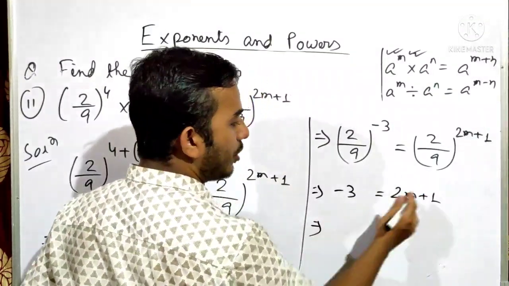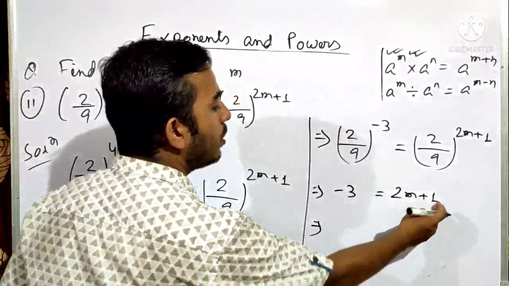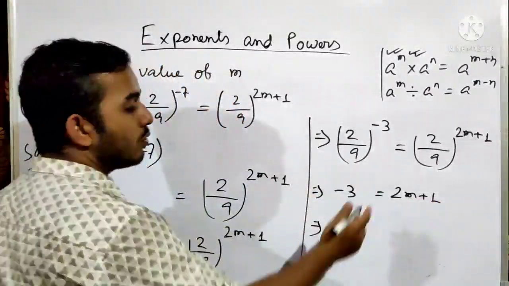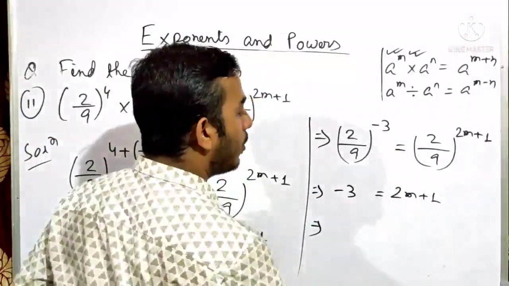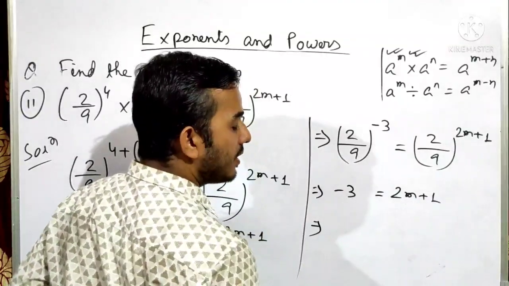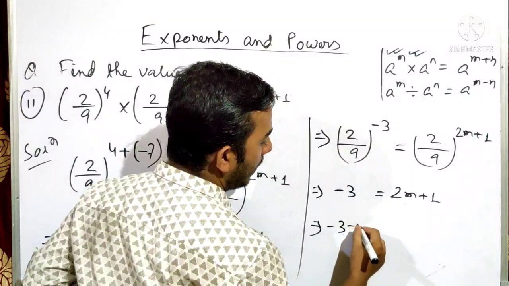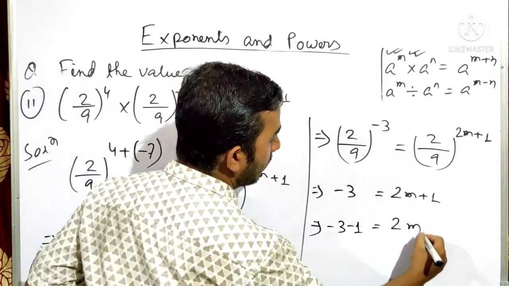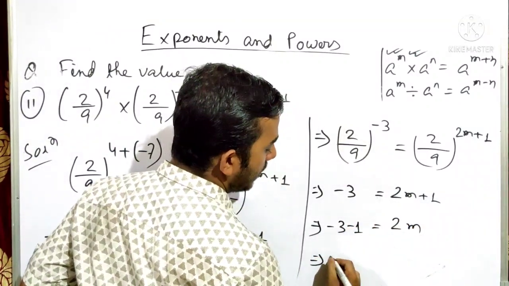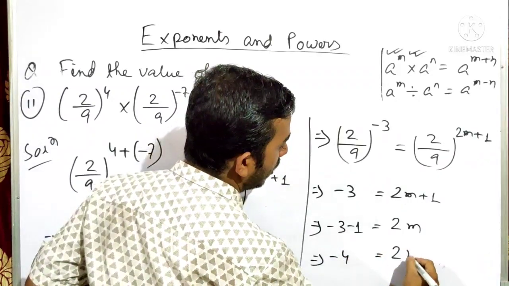Now we have to find out the value of m, isn't it? So one by one we will remove these, that is 1 and 2. First we will remove 1. Here 1 is added, isn't it? So when we change the side it will be subtracted. So it will be minus 3 minus 1 equals 2m. Okay, so minus minus is plus, so it will be minus 4 equals 2m.